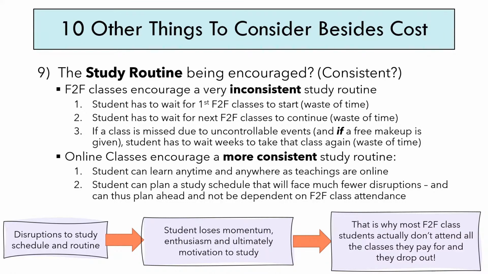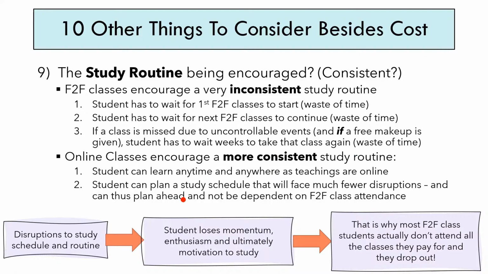So the point is this. If a class is missed due to uncontrollable, unforeseen events, and if a free makeup is given, not all the time a free makeup is given. Most schools do not give free makeups. But if a free makeup is given, then the student has to wait weeks to take the class again, which is another waste of time. On the other hand, online classes encourage a more consistent study routine. What do I mean by this? Students can study anytime and anywhere, as teachings are online. You can study anytime you want. You don't have to wait for the face-to-face class.